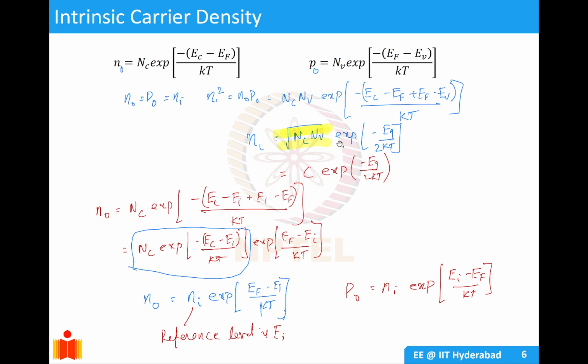Then you can put these back into n naught and p naught. So you get n naught equals Ni exponential of (EF minus Ei) by kT, and p naught equals Ni exponential of (Ei minus EF) by kT.